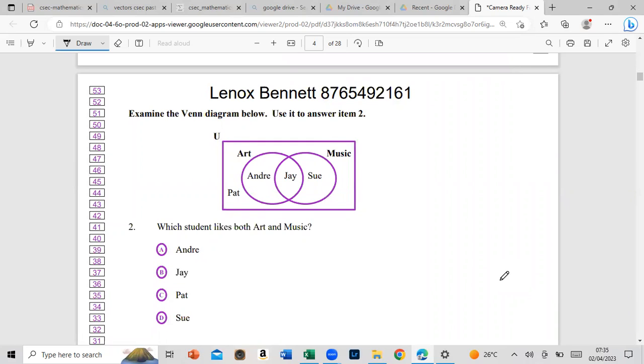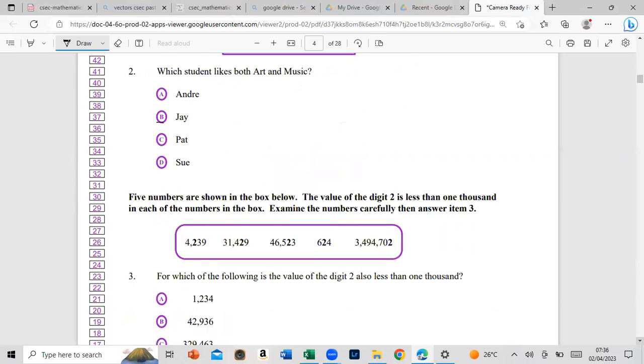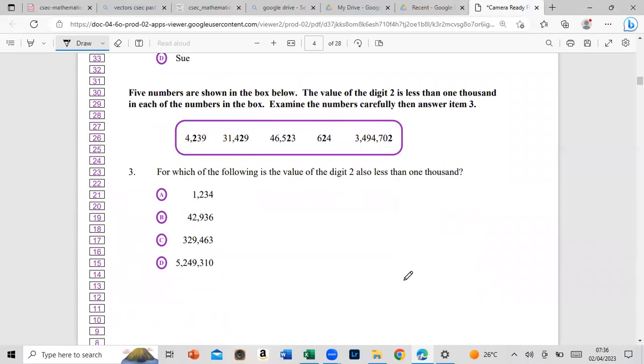For item 2, it says examine the Venn diagram below. Use it to answer item 2. And they give you the Venn diagram here, and here we have art and music. And it says, which student likes both art and music? Now, the person that likes both art and music. So here's art and here's music. And that would be right here where the intersection, and that would be J. So J is the person that likes both art and music.